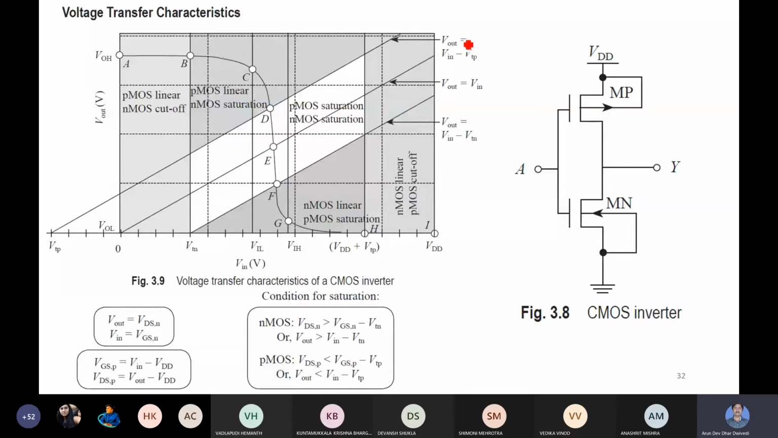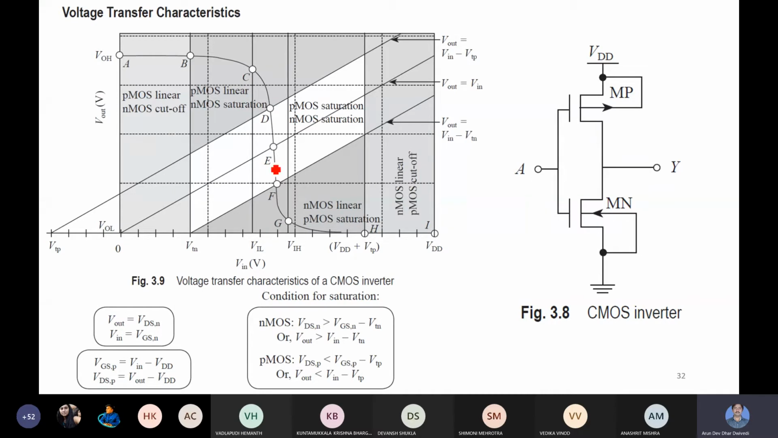of PMOS. We are plotting this line, this is the equation of the line. V out equal to V in minus VTP you are plotting, then you are getting this line. You are plotting V out equal to V in minus VTN, you are getting this line. Also you are plotting V out equal to V in, then you are getting this line. It is cutting the plot somewhere here, that is point E. It is basically deciding the threshold voltage of the circuit. If you draw a perpendicular from here, it will give you some value, that is VTH of the circuit.